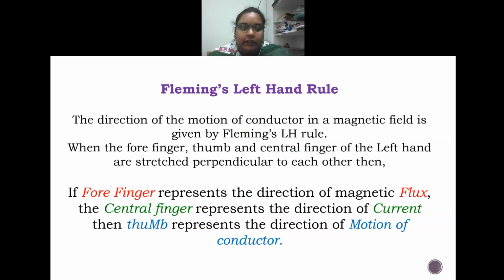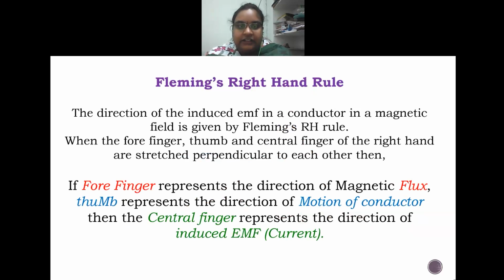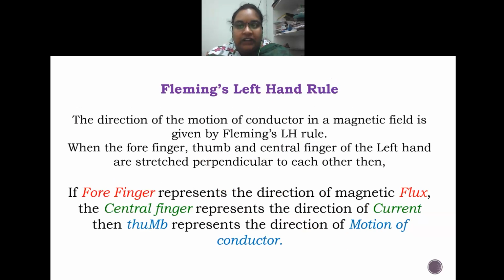This Fleming's left hand rule is used in motors. In order to understand the direction of the mechanical energy that we are going to get from a motor, we use Fleming's left hand rule. For the direction of the current that is being induced, we use Fleming's right hand rule. Whereas to understand the direction of the mechanical energy which we will be getting, we use Fleming's left hand rule.